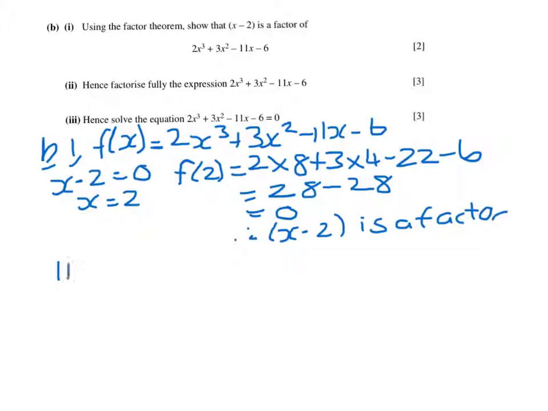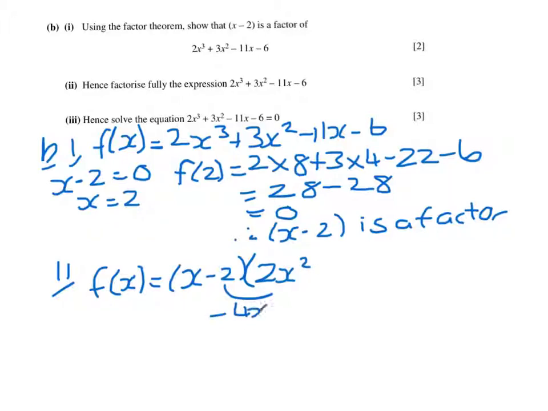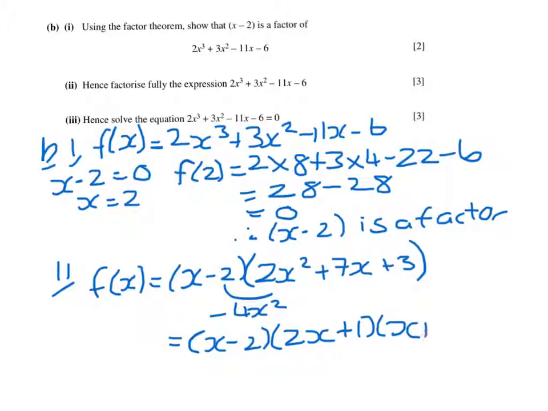I'm going to do part 2 by equating the coefficients. You can also do it by algebraic division. F of x must equal x minus 2 times a quadratic. To get 2x cubed, I know I must be multiplying by 2x squared. This gives me minus 4x squared, but I want plus 3x squared, so I need a plus 7x in the middle. And to get minus 6, I need plus 3. That gives me x minus 2 upon 2x plus 1 upon x plus 3.